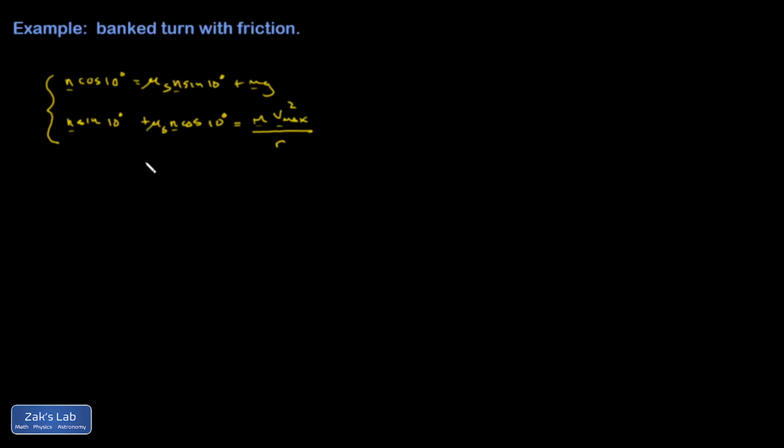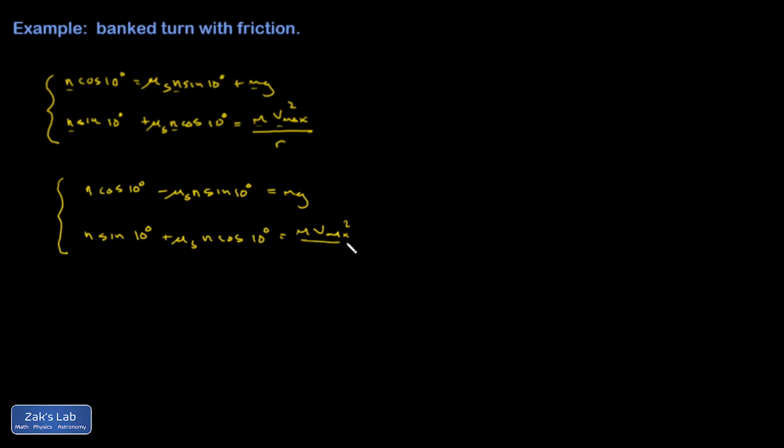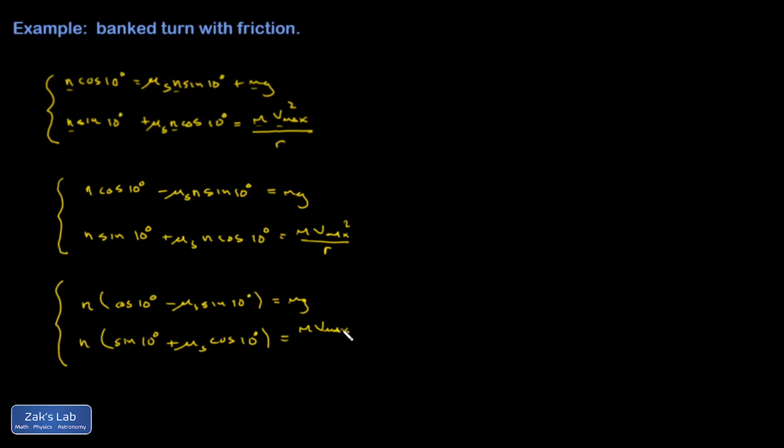Here's where we left off. And again, I want to eliminate N, and so what I'm going to do is move all the N-containing terms to the left-hand side of both equations. So here's our next iteration, and I have N cosine 10 degrees minus mu sub s N sine 10 degrees equals mg, and the bottom one is already done for me, N sine 10 degrees plus mu s N cosine 10 degrees equals m v max squared over r. Then I'm going to factor the N's out, and I get N times the quantity cosine 10 degrees minus mu s sine 10 degrees equals mg, and in the second equation N times the quantity sine of 10 degrees plus mu s cosine 10 degrees equals m v max squared over r.